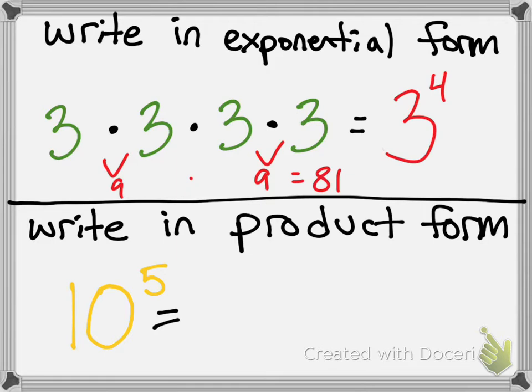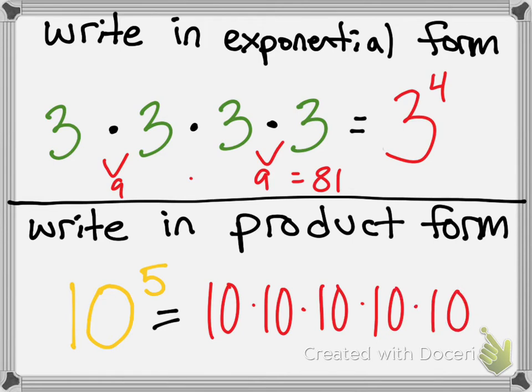Remember, I'm not going to make you solve these yet. Delaney, what about 10 to the 5th? How would I write that? It would be 10 times 10 times 10 times 10 times 10, 5 times. Perfect. We write this number 5 times, with a multiplication sign in the middle.